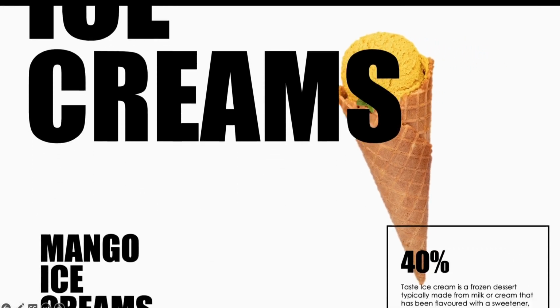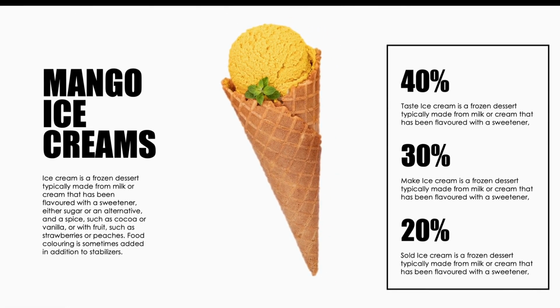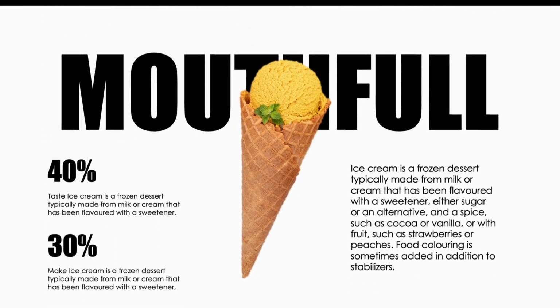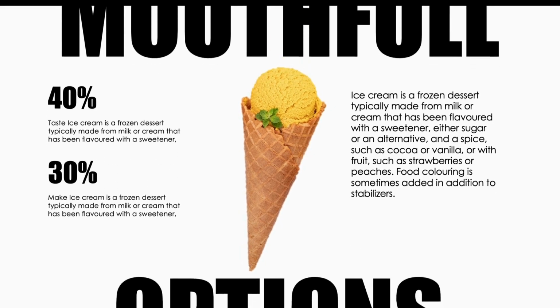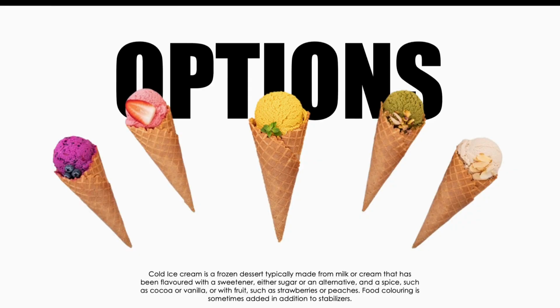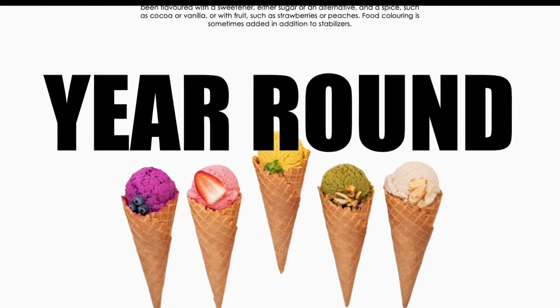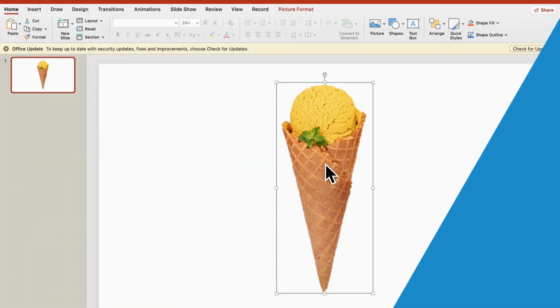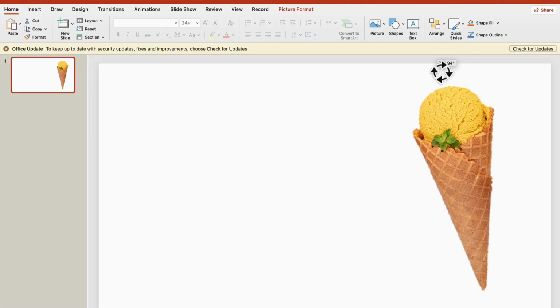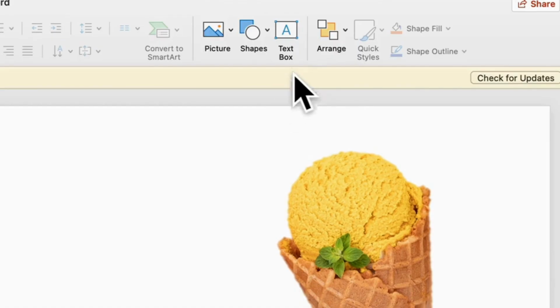Let's make a fun slide animation with an ice cream cone. It's easy, looks super cool, and will definitely impress your audience. Let's dive in. First, grab an ice cream cone image and rotate it.